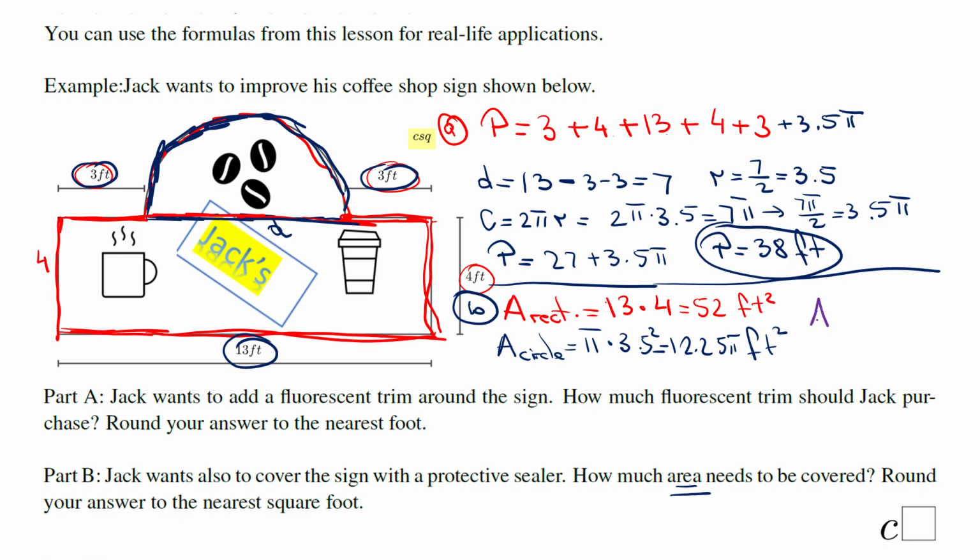So the area of this coffee shop will be this 52, the area of the rectangle, plus this 12.25 pi. This is the exact answer, in case you need it. And let's do an estimation, round your answer to the nearest square foot. So we use the calculator, and we have 52 plus 12.25 times pi, and that will be 90, round it to the nearest foot, 90 square feet.